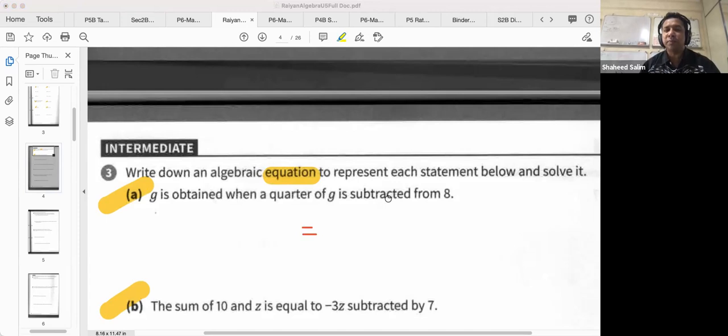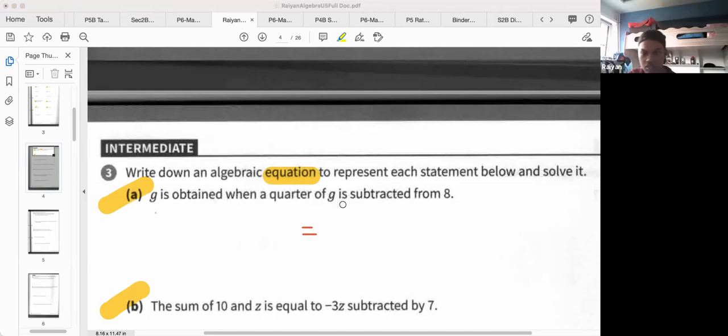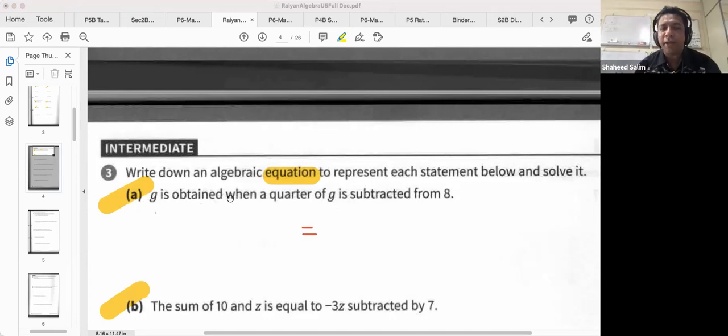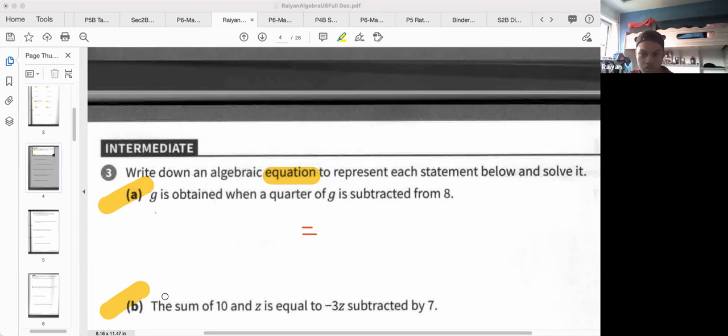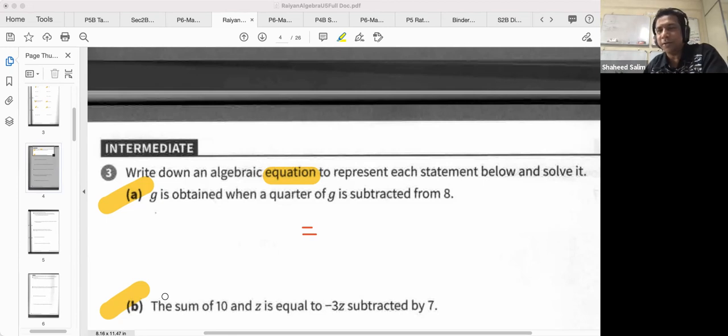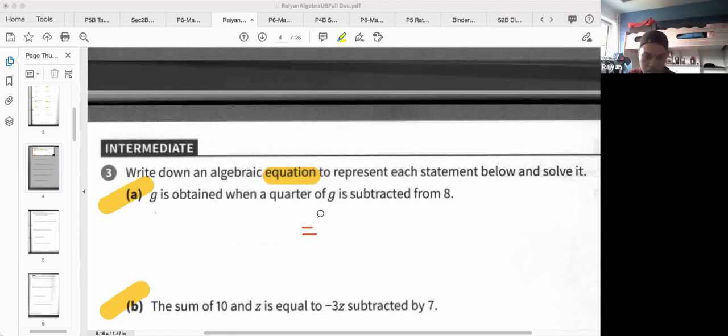Which word do you think it is? You must be able to locate. If you can't locate that, then you won't know what equation is. Which one? G is obtained when a quarter of G is subtracted from 8. One of the words is equal. Which one? I can't hear you. You on and off. Off. Okay.